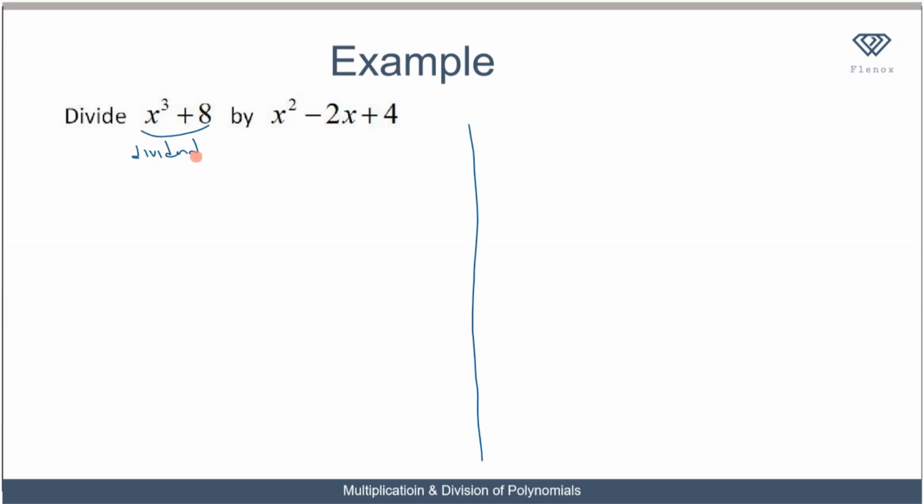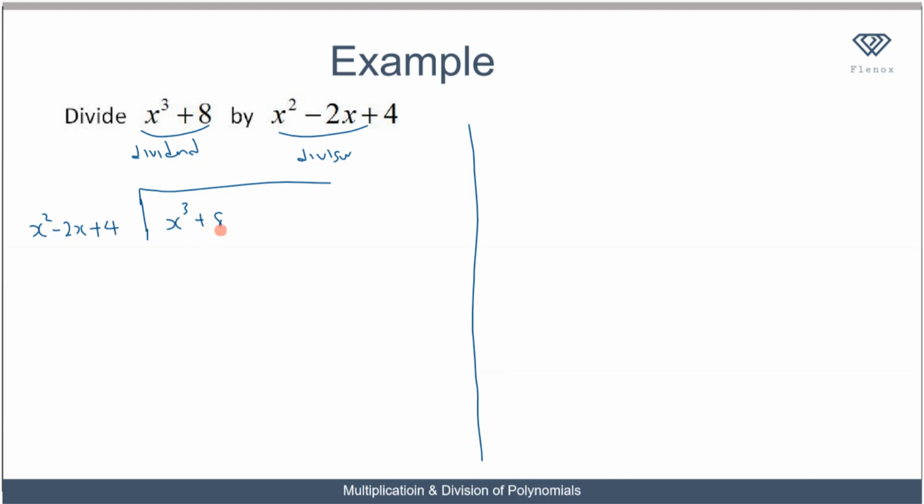That means what we want to divide, and this is our divisor, what we are dividing it by. So with long division, what do we do? We write our dividend inside and write our divisor outside. So we have x squared minus 2x plus 4. Now we ask ourselves an important question: how would I divide this by this?